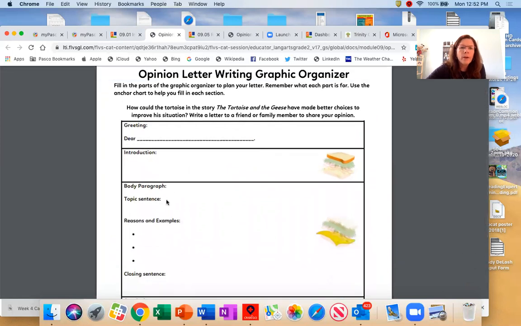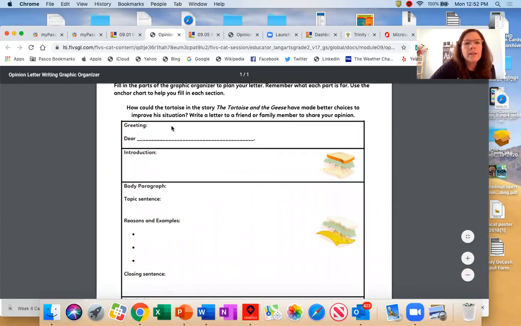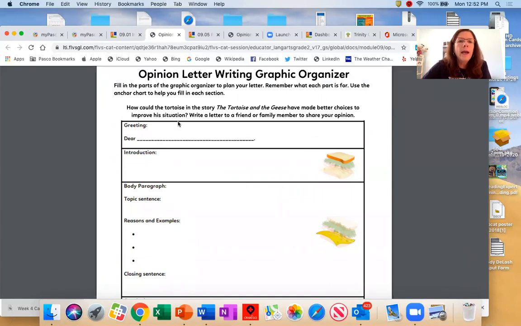You kind of think about it. Then your body paragraph, what was your topic sentence? And give your reasons and examples. Well, what are you writing about? This is what you're writing about, right up here. Not just any old thing you want. How could the tortoise in the story, the tortoise and the geese, have made better choices to improve his situation? You're writing a letter to a friend or a family member.